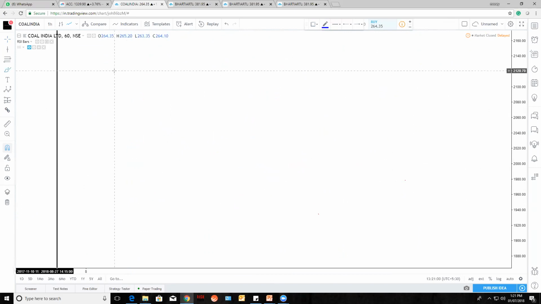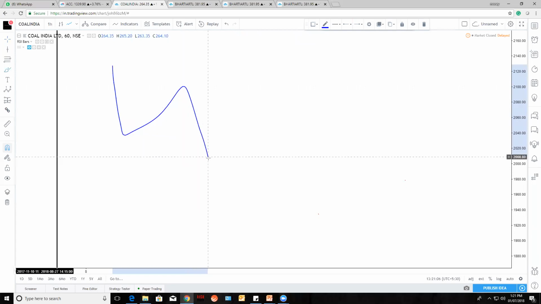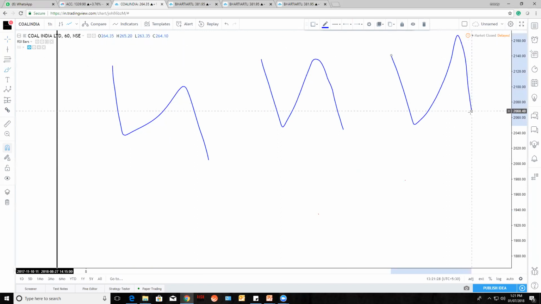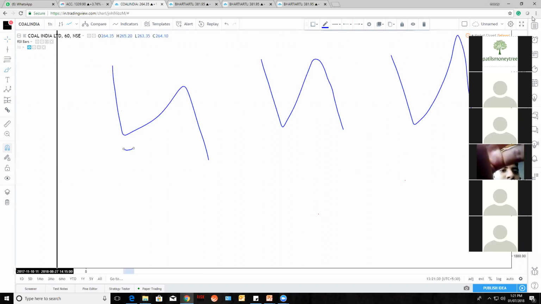So we will go for an example, or let's learn the structure. Let's say this is A, this is B, and this is C. This is one structure. Let's say this is A, this is B, and this is C. Again, this is A, this is B, and this is C. All have ABC.